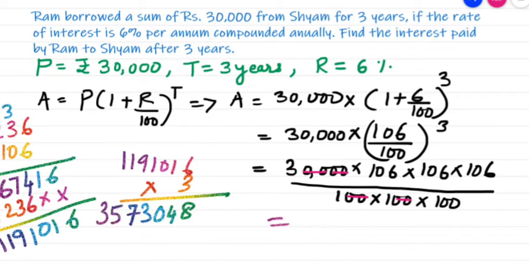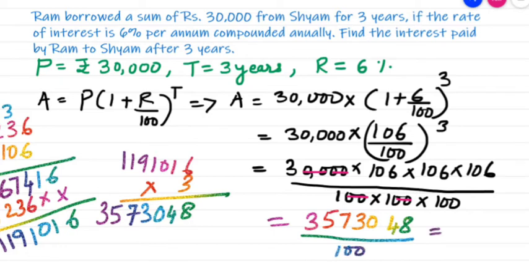So you are left with 3573048 divided by 100. So this will become 35730.48. Okay. Now how will you find the compound interest?